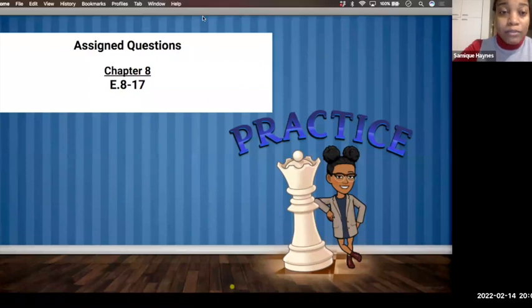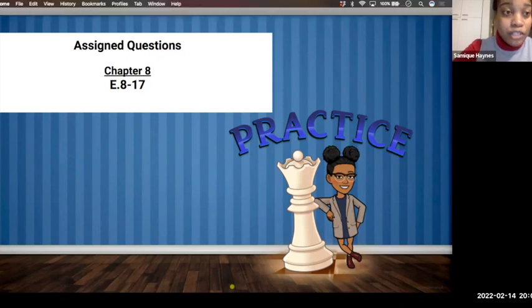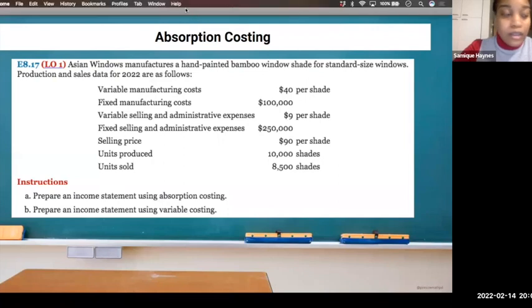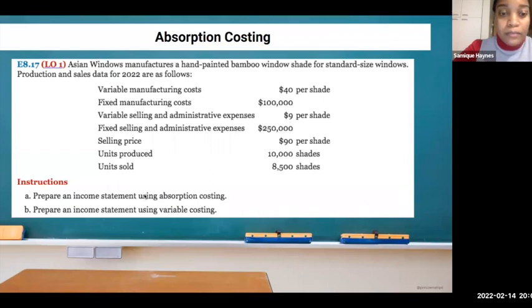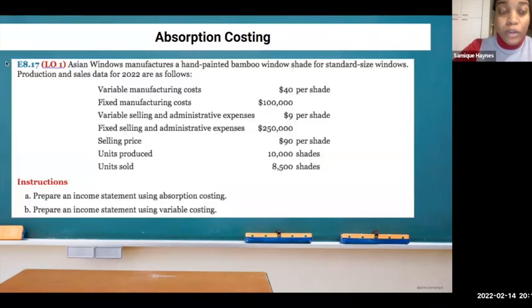So let's go to chapter 8, and you're going to do question 817. This is the part I said you're going to have to pay attention to because you're going to have your own chance to work on it. 817, please work on part A and B. Set it up the way that I set it up, with absorption costing on one side and variable costing on the other side, so you can really see how they're different and how they are the same.